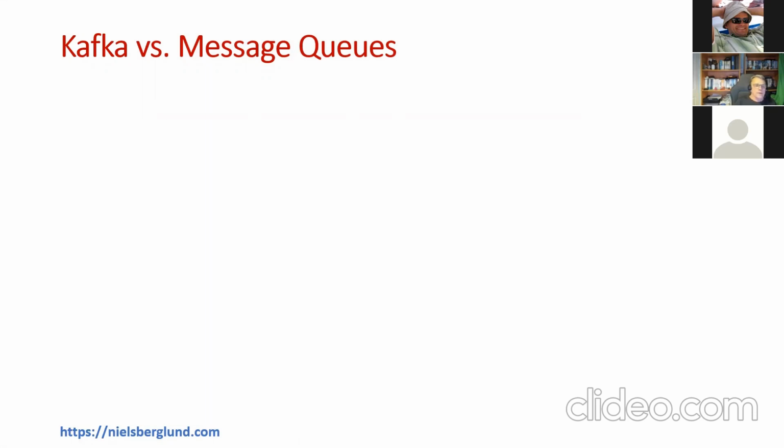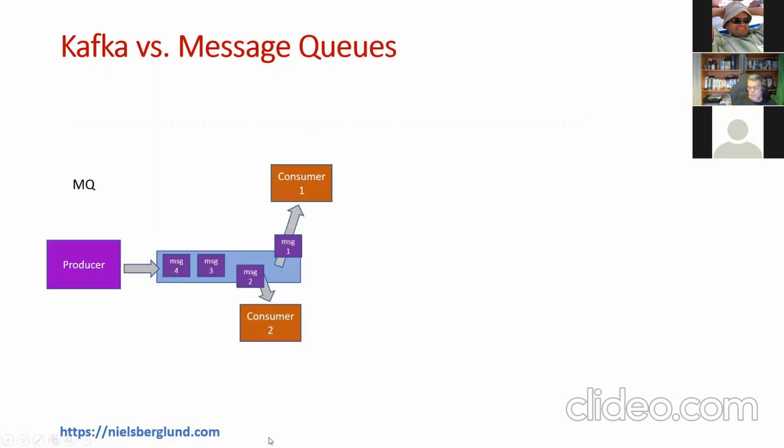So let's have a look at Kafka versus message queues, where in a message queue, such as RabbitMQ, for example, we have a producer here to the left. He produces messages. It ends up in this queue here. Let's call this a message queue. And we have multiple messages, message 1, message 2, message 3, message 4, etc.